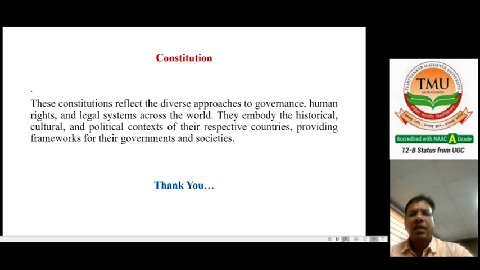In the last, we can say that these constitutions reflect diverse approaches to governance, human rights, and legal systems across the world. They embody the historical, cultural, and political context of their respective countries, providing the framework for their government and society. That means the constitution is a very important legal document for providing governance and democratic setups within nations. So I am going to wind up the lecture on constitutions.